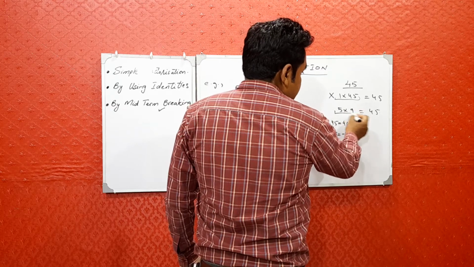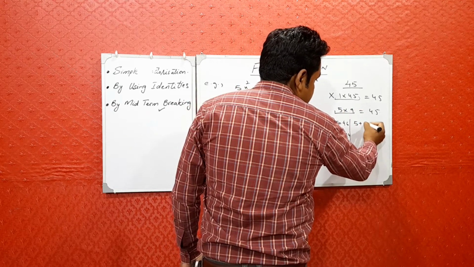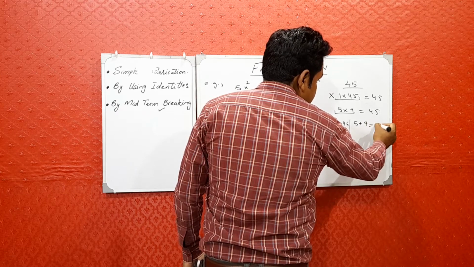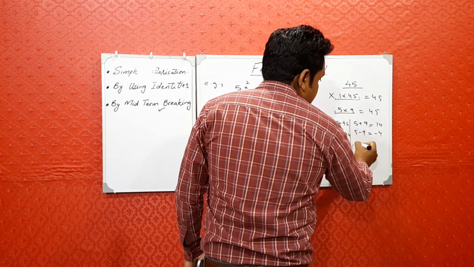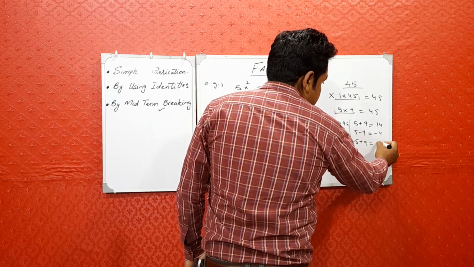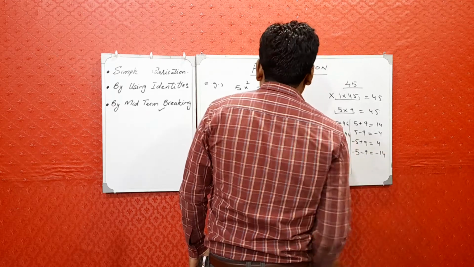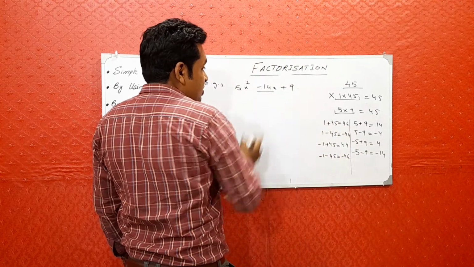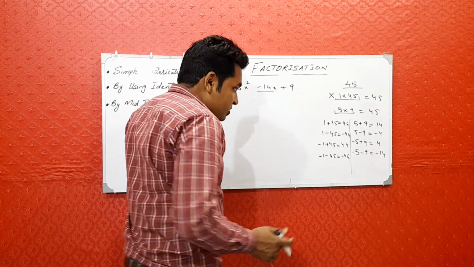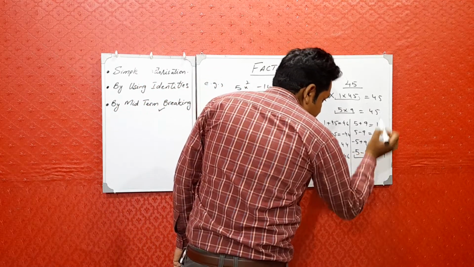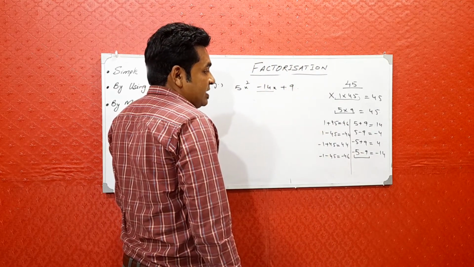The other pair of factors is 9 and 5. So 5 plus 9 is 14, 5 minus 9 is minus 4, minus 5 plus 9 is 4, and minus 5 minus 9 is minus 14. So the middle term which we are going to break is minus 14, and you know that the suitable pair we are supposed to use is minus 5 and minus 9.